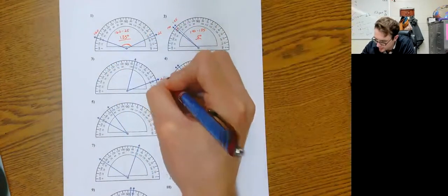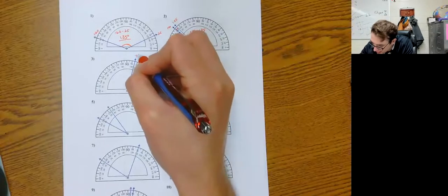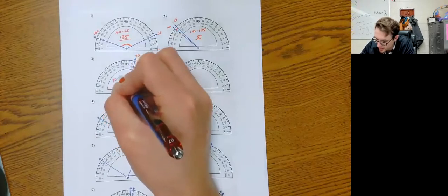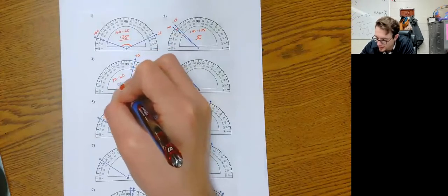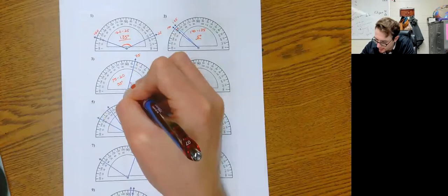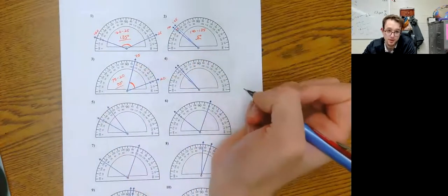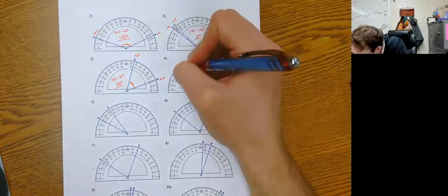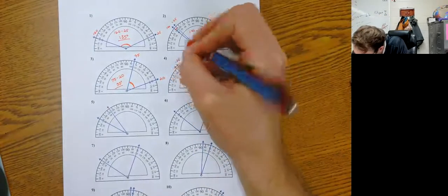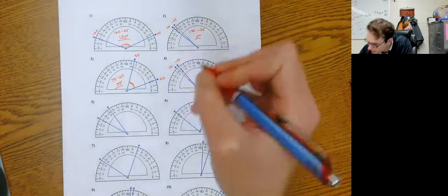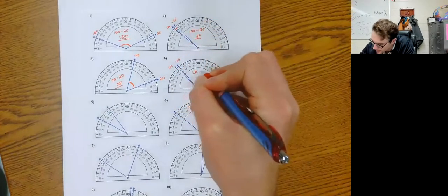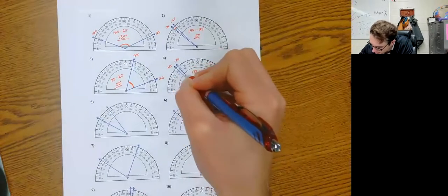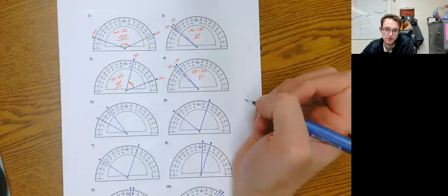All right, so this is 20. This is 75. What's the difference between those? What is 75 minus 20? Well, that's 55 degrees. So this angle right here is 55 degrees. All right. This one's lined up at 130, and this one's lined up at 135. What's the difference between 135 and 130? That's 5 degrees again. So this little angle right here is 5 degrees.